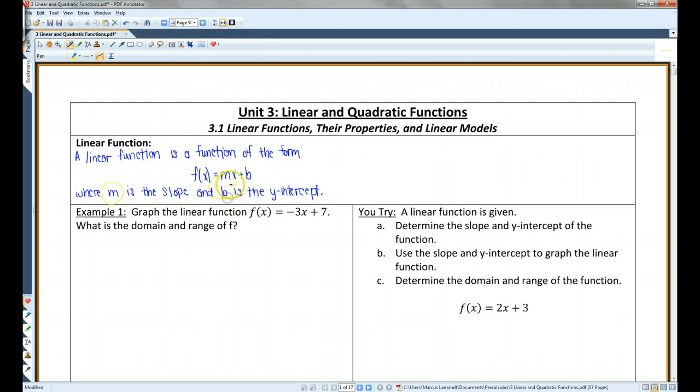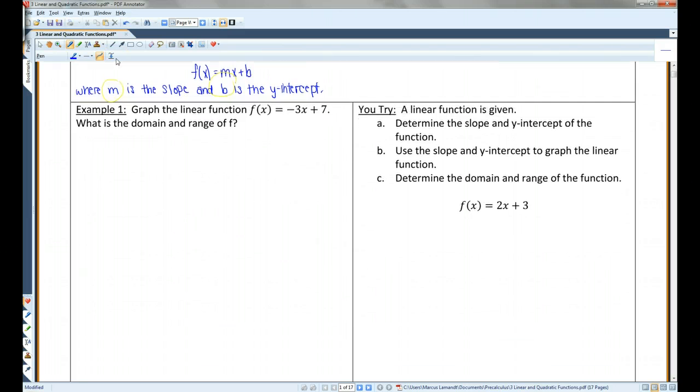Can't really see the yellow, can you? Let me switch back to blue. Example 1. Graph the linear equation f(x) = -3x + 7. What are the domain and range? So f(x) is pretty much the same as y. In this case, my m is -3, and my b is 7.